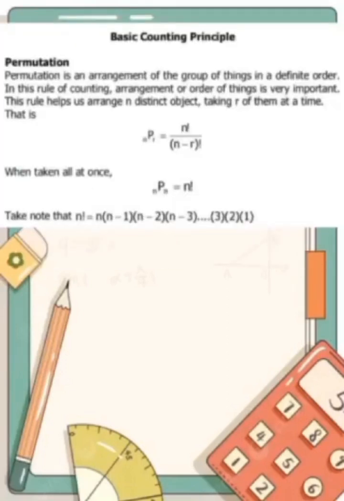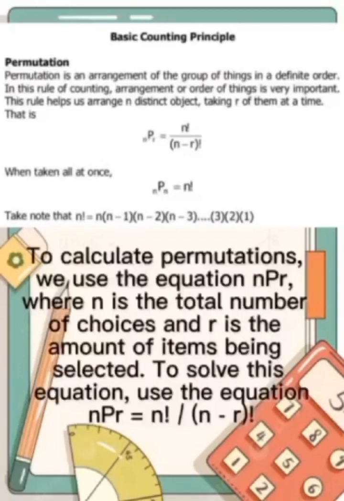We are now in the basic counting principle. Permutation. Permutation is an arrangement of a group of things in a definite order. In this rule of counting, the arrangement or order of things is very important. These rules help us arrange distinct objects, taking r of them at a time. To calculate permutations, we use the equation nPr, where n is the total number of choices and r is the amount of items being selected. To solve this equation, use the equation below.